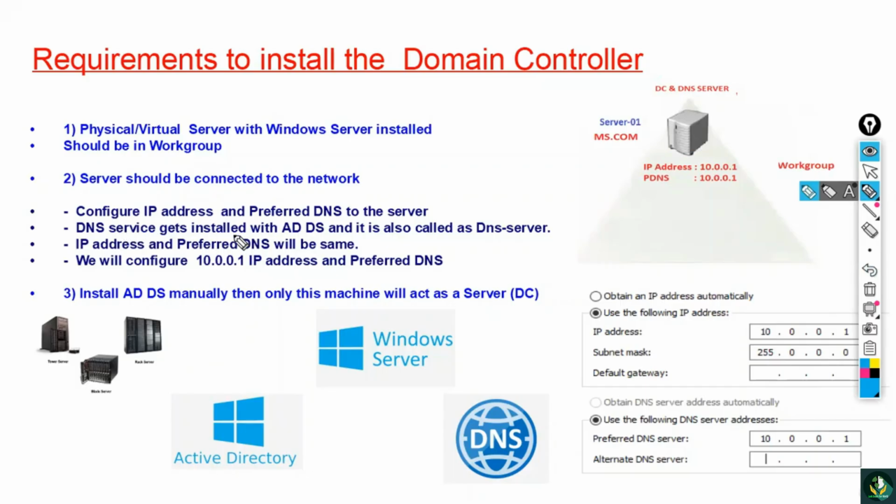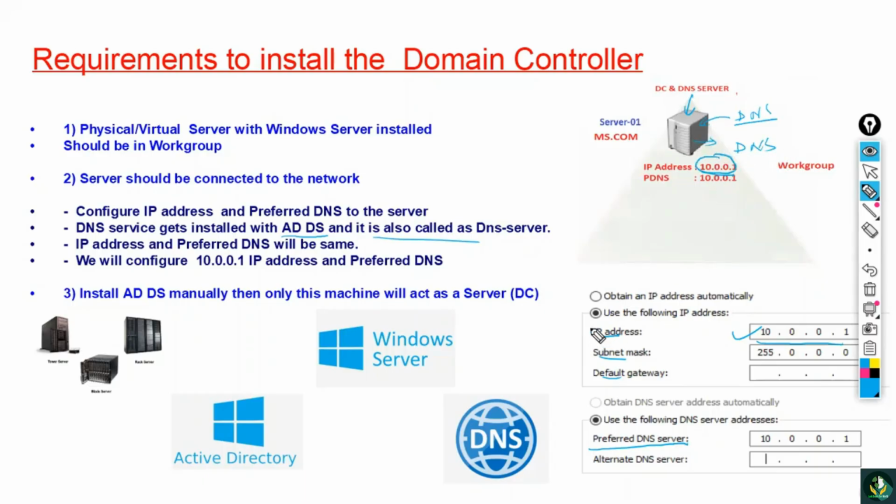So the DNS server gets installed with ADDS. IP address and preferred DNS will be the same. Let us say you are configuring the IP address 10.0.0.1 to this domain controller. It has these options: IP address, subnet mask, default gateway. We have configured IP address 10.0.0.1, and we have one option here, preferred DNS server, because the DNS service is already installed on this server. This server is acting as DNS server as well.